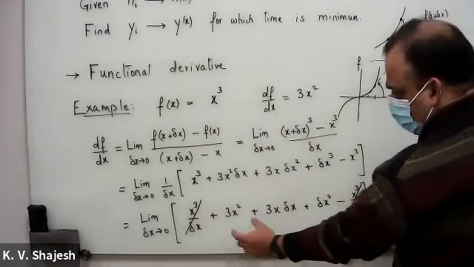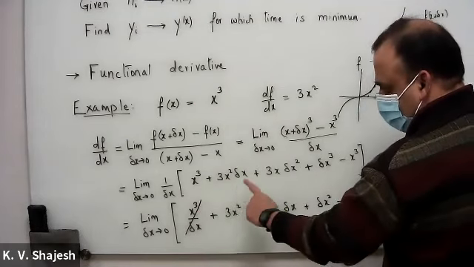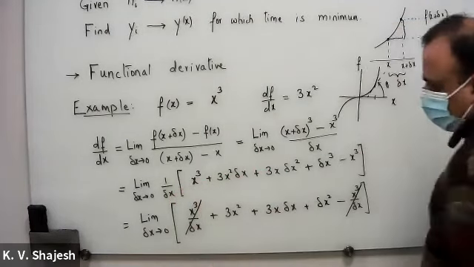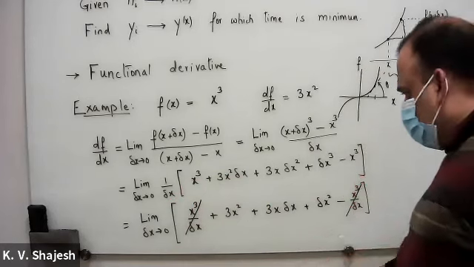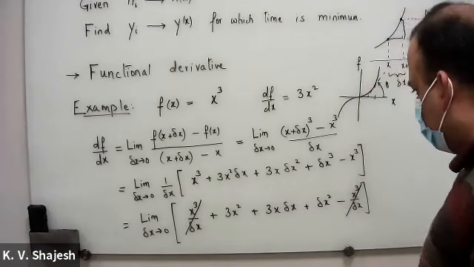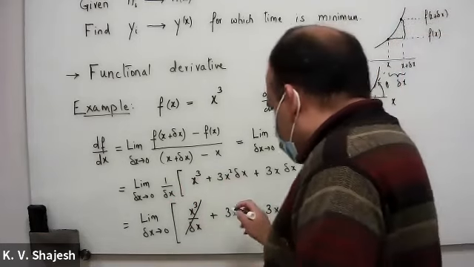And in the second term, notice that delta x cancelled out. So you have to do this before you take the limit. Before you take the limit, these two delta x cancel out. And the third one cancelled out, so it survived as delta x and then delta x squared. Now, if you take the limit, only this term contributes.